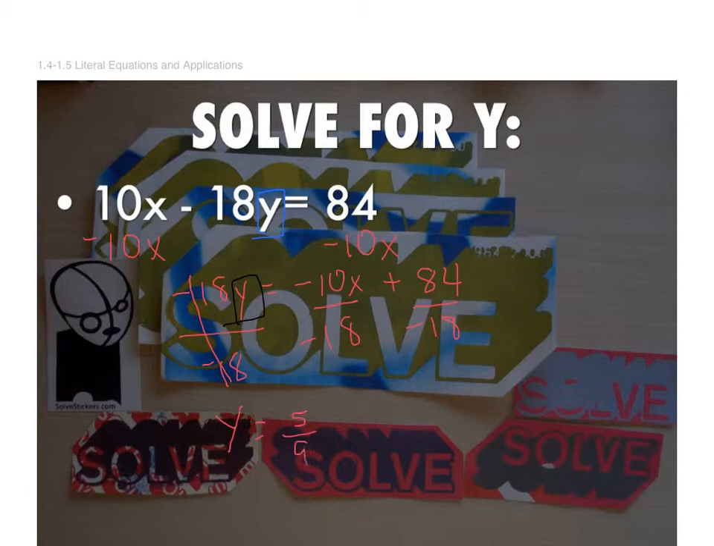So I'm going to have 5/9 x, and then minus, because a positive and a negative makes a negative, and then 84 and 18, I'm going to divide them both by 2 and see where that gets me. So this would be 42 over 9, and they don't have anything in common. Oh no, they have a 3 in common. So we have to divide the 42 by 3. And divide that by 3.